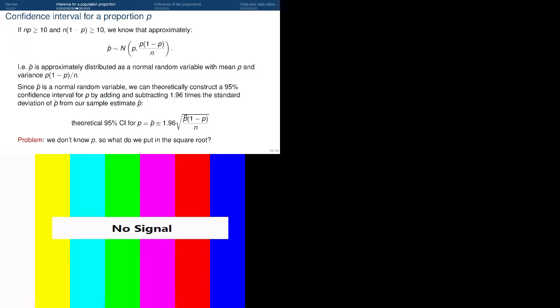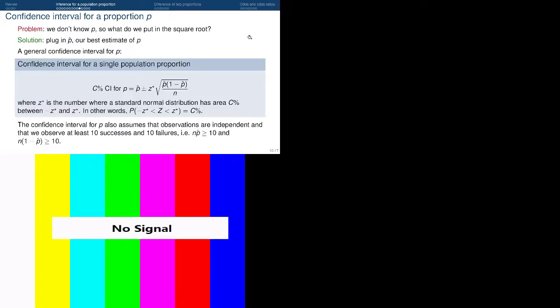So how would we go about calculating a confidence interval? Use P hat? Who said that? Correct, yes. So P hat is our best guess of the population proportion, so let's just use that. That's the best guess we've got for it, so we may as well use that. And that's what we do to work out the confidence interval.